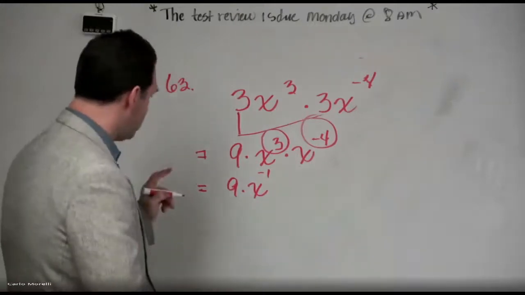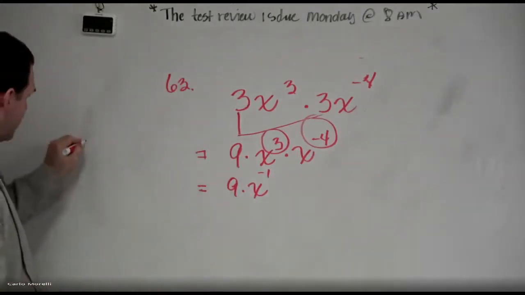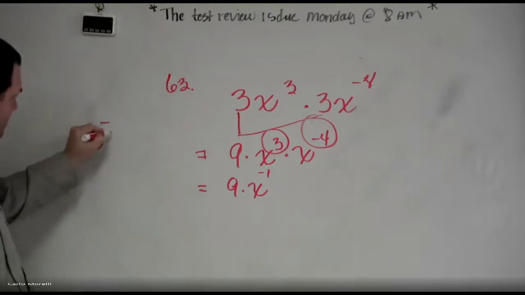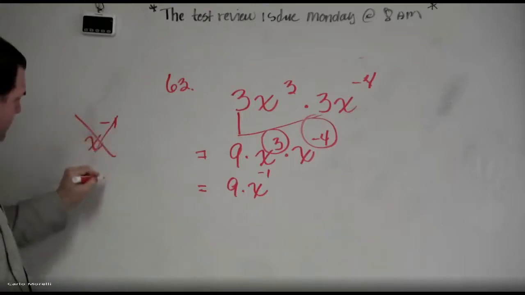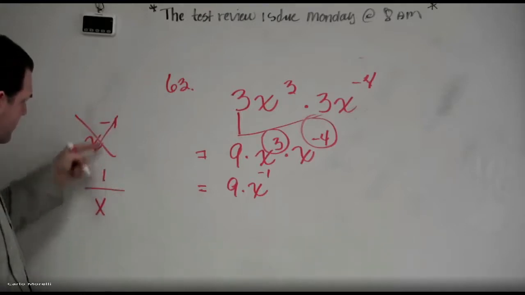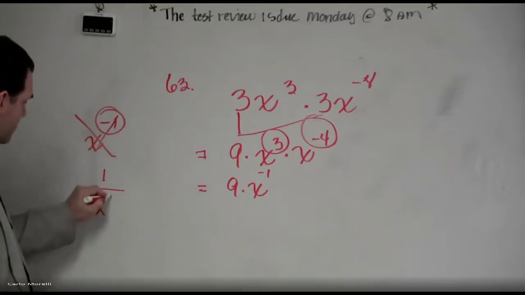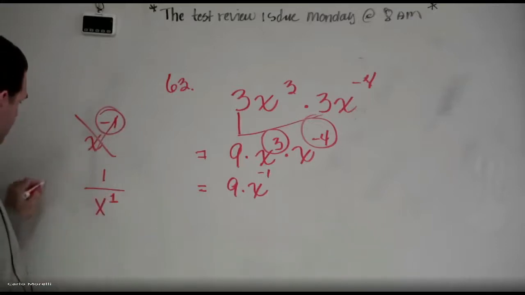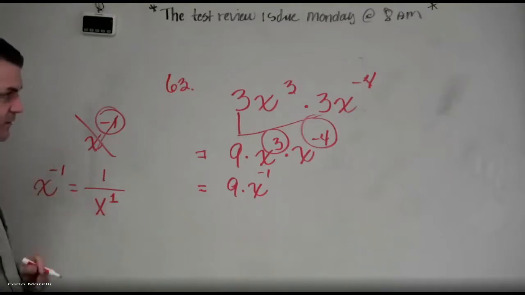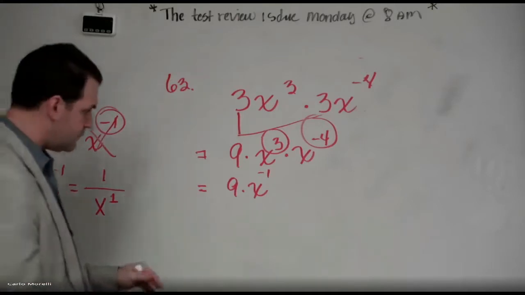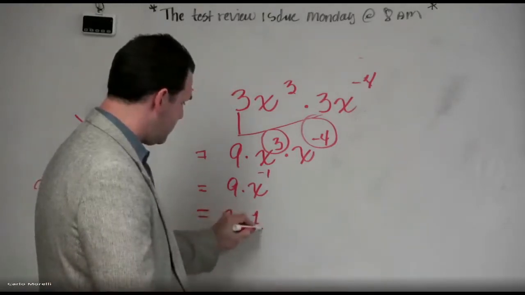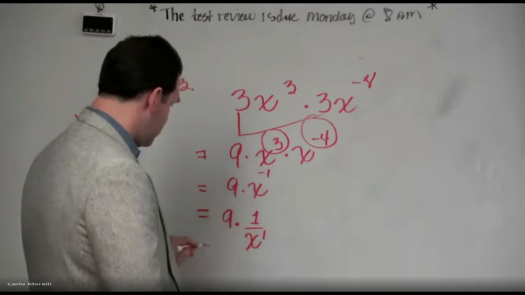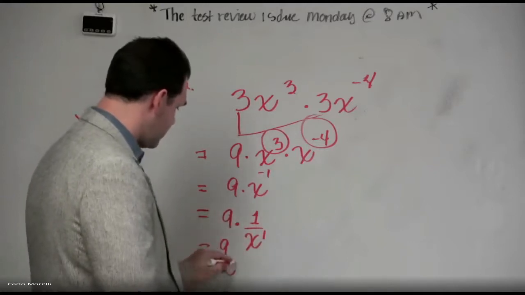And then remember this little trick here. If you have x raised to the negative 1, you have to put 1 over x raised to the positive version of that power. Okay? So x raised to the negative 1 equals 1 over x to the positive 1. That's a rule. So this is going to equal 9 times 1 over x to the 1, which is equal to 9 over x.